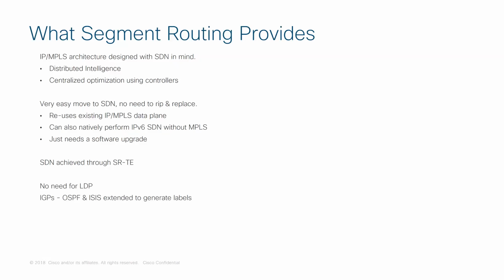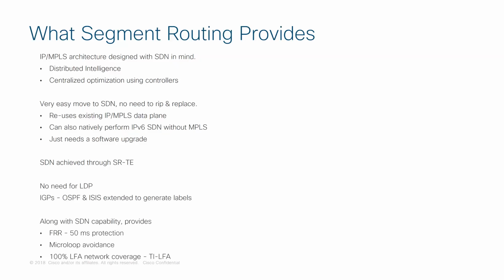You have an extra control plane protocol, LDP. LDP again creates a separate UDP session, TCP session, etc. It's added complexity. With segment routing, we get rid of LDP. The IGP OSPF or ISIS, which you're already using today, is just extended to advertise labels also. So just the IGP can take care of advertising labels as well.